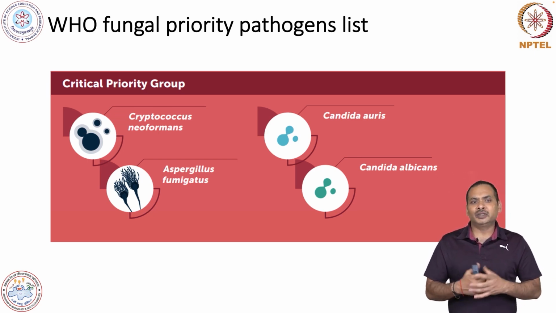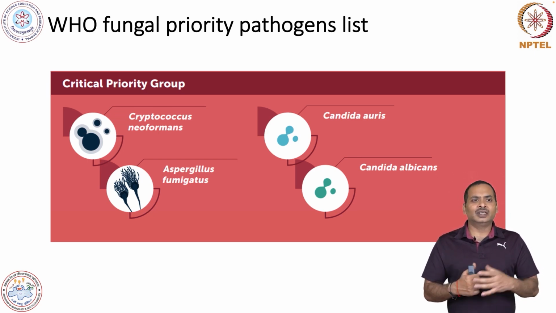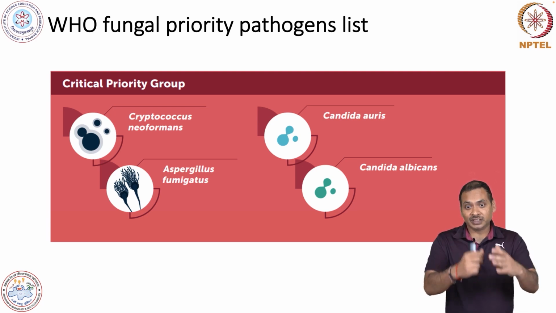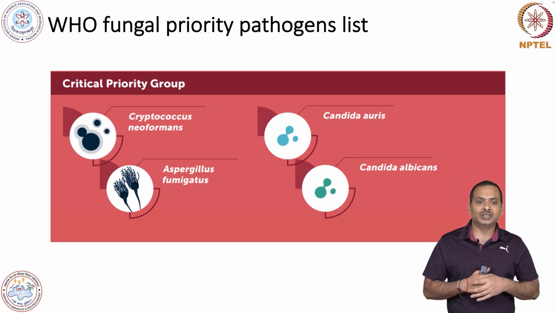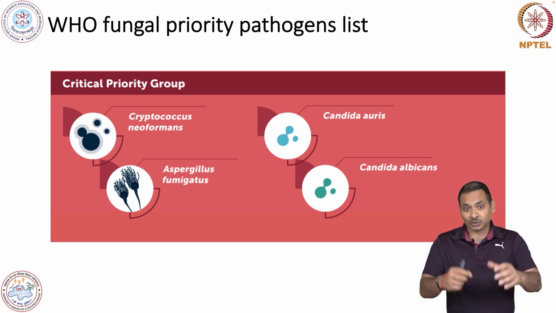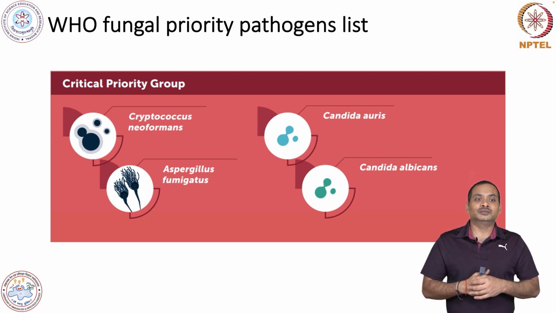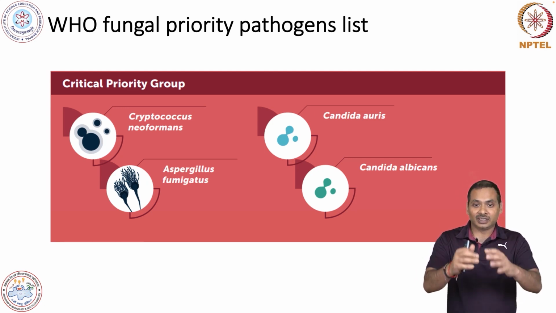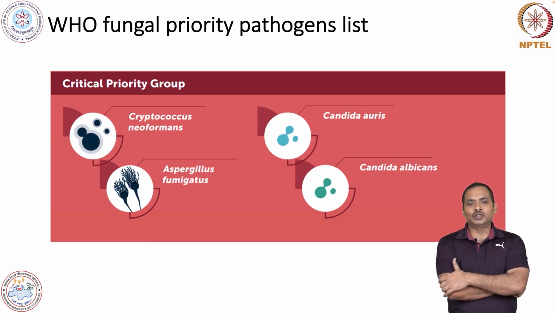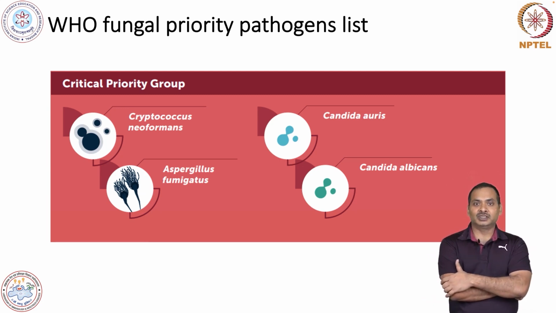The WHO made a list, the WHO fungal priority pathogen list, and this is the critical priority group. So, fungi like Cryptococcus neoformans, Aspergillus fumigatus, Candida auris, and Candida albicans are in a very critical priority group. They are quite dangerous fungi. I will talk about Cryptococcus neoformans and Aspergillus fumigatus, and the diseases caused by these fungi.